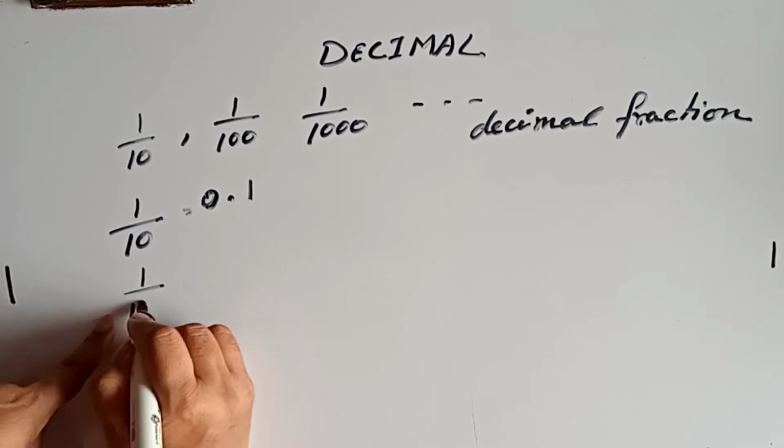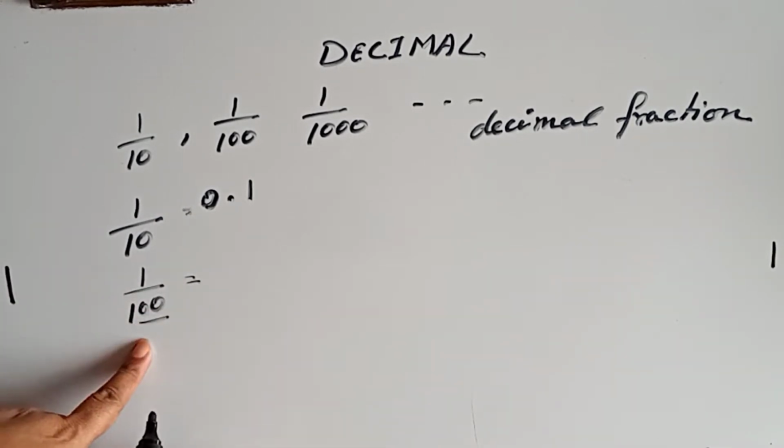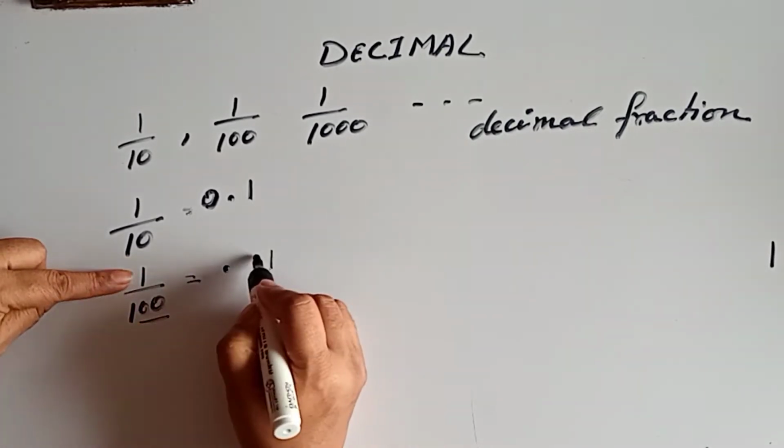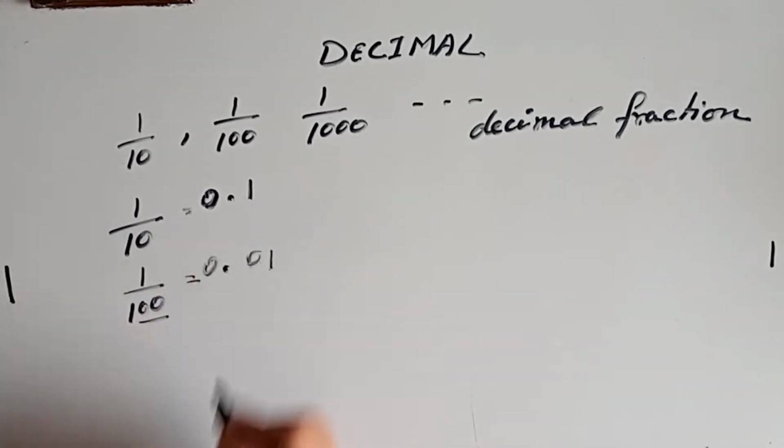Now if I take 1 by 100, that means how many zeros are there? Two zeros are there. So after decimal there should be two digits. Now there is one digit, I have to add one more digit over here, and in this way it will go.